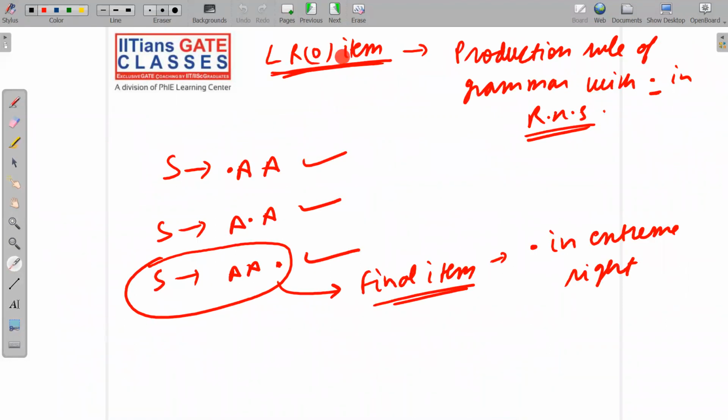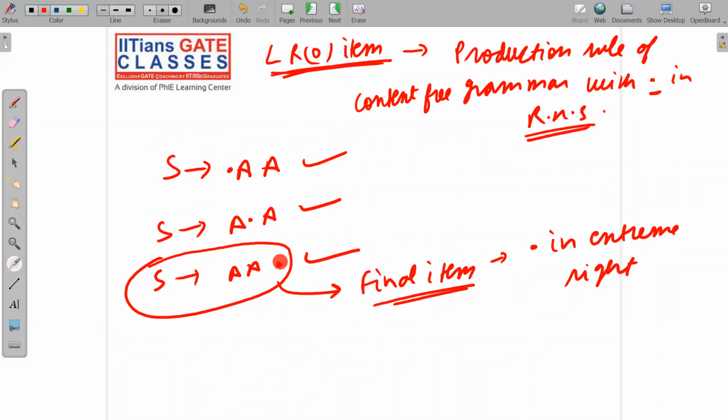So what is an LR0 item? A production rule of a grammar with a dot in the RHS. So the dot will be in the RHS, then it is known as an LR0 item. Take any production rule of a context-free grammar, because we are discussing only context-free grammars here, with a dot in the RHS. For example, this. Here the dot is in the RHS, here also, here also. So these are LR0 items, and this is known as a final item because the dot is in the extreme right.